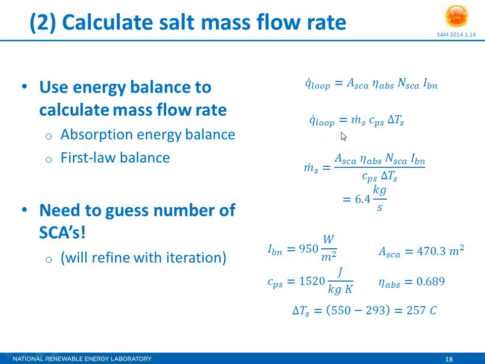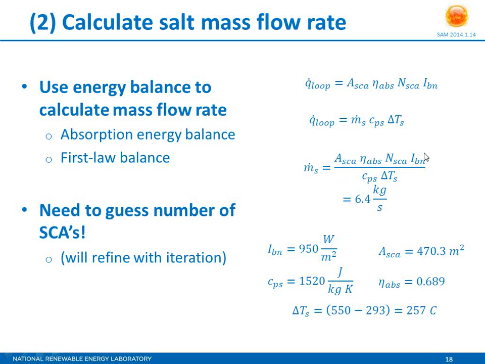Then there's another side of the energy balance. The heat added to the loop is also equal to the mass flow rate through the loop times the specific heat times the temperature rise across that loop. So those two terms actually have to equal each other at any time. And so we can take advantage of that equality to calculate what the required salt mass flow rate would be through the loop that we'd already set up for oil. So we're just taking our existing loop, calculating a new mass flow rate based on the properties of salt.